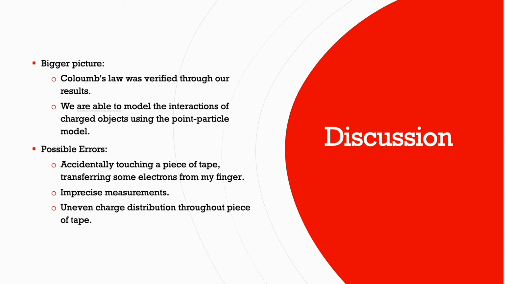Now, some possible errors in this lab are that we could have accidentally touched a piece of tape, and we'll talk about the adverse effects of this on the next slide. Some imprecise measurements, which are always a factor, human error, and then an uneven charge distribution, which is one of our assumptions.